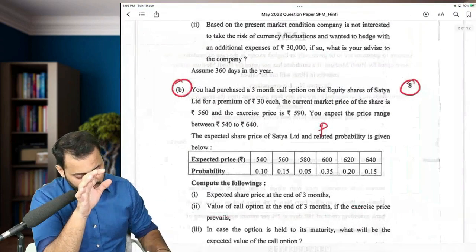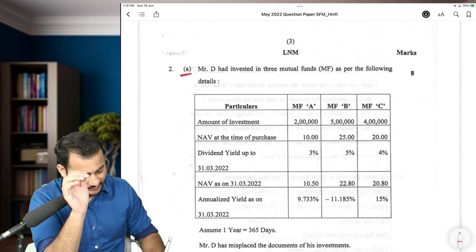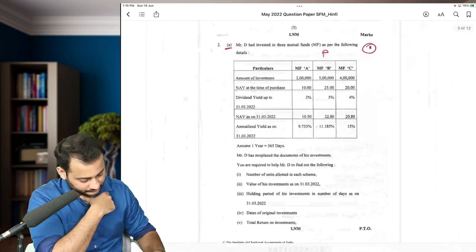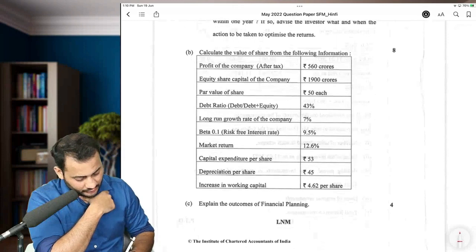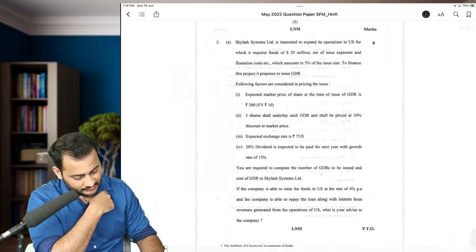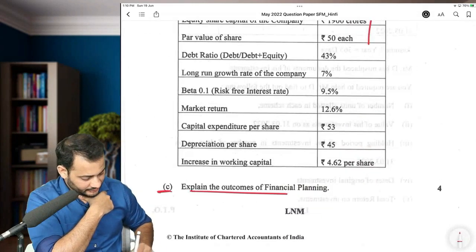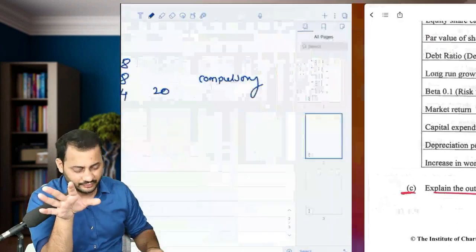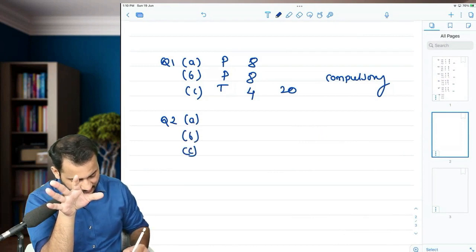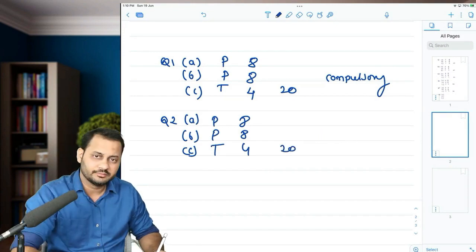Now come over to the next question, question number 2A. You can clearly see this is also a practical question for 8 marks. All the details are given here. Then 2B, practical question again for 8 marks. And here you will see 2C, one liner for 4 marks, theory question. So question number 2, again A, B, C, practical, practical, theory, 8, 8, 4, total 20 marks.